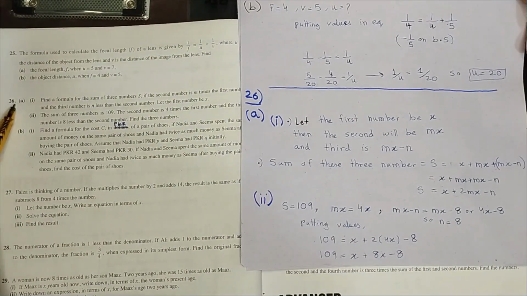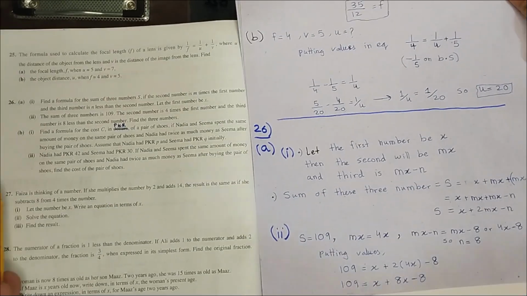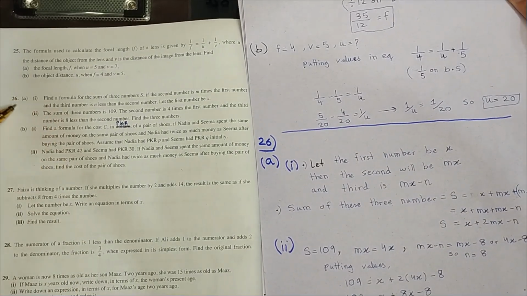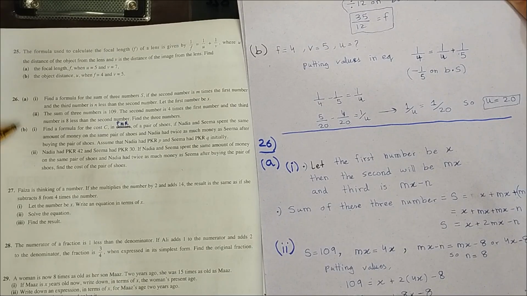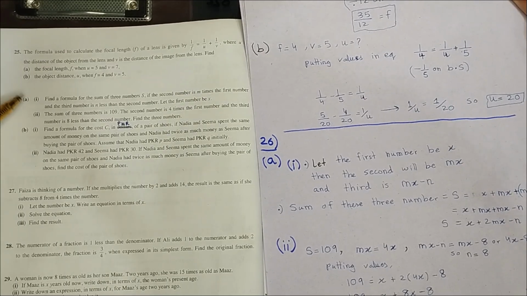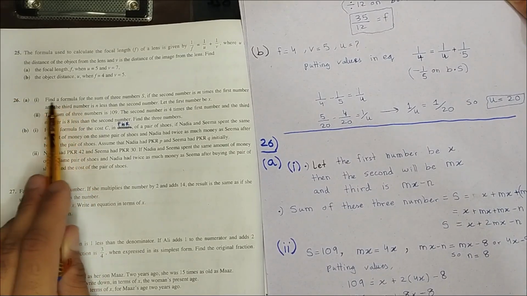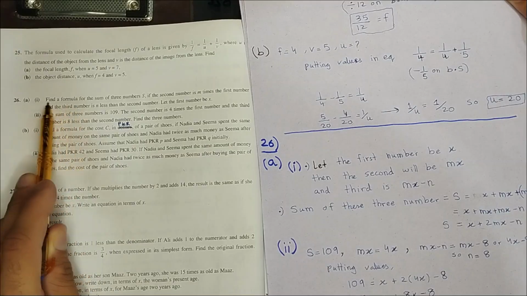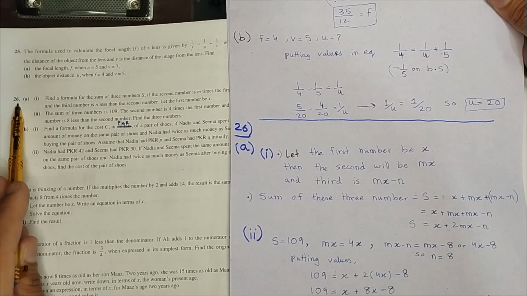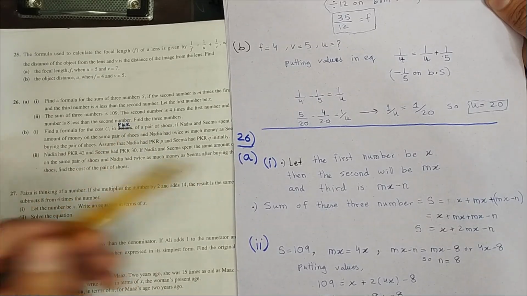Now question number 26. This looks intimidating and it looks long. It's not that difficult, hopefully. Question number 26 has two parts, part A and B, and each of those two parts have further two parts. So we're going to deal with part A first. In part A, it's asking us to find the formula. So first we're going to find the formula, and in the second part of question number 26, part A, it is telling us to use that formula to find the three numbers. Okay, what does it mean?